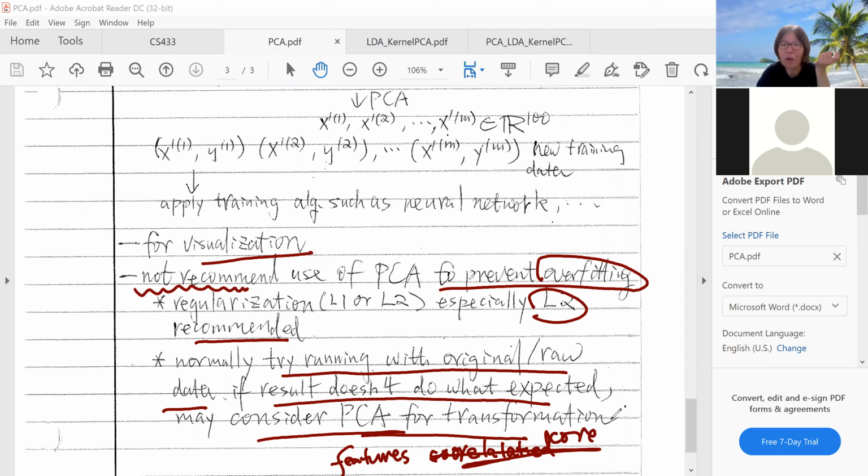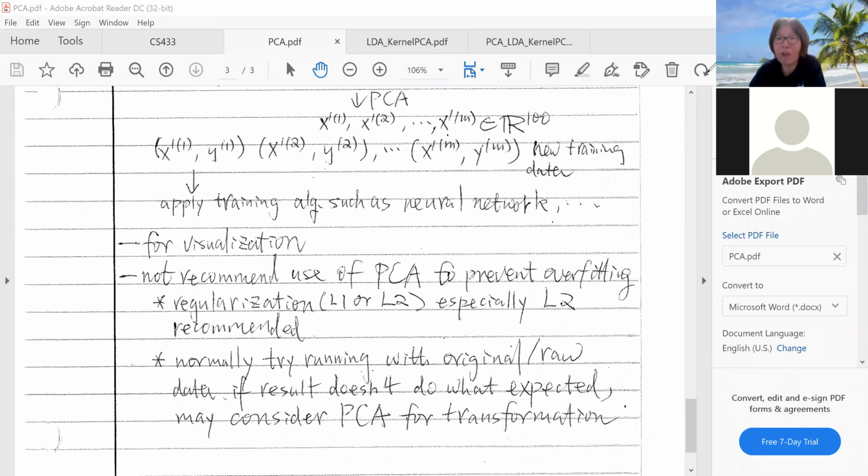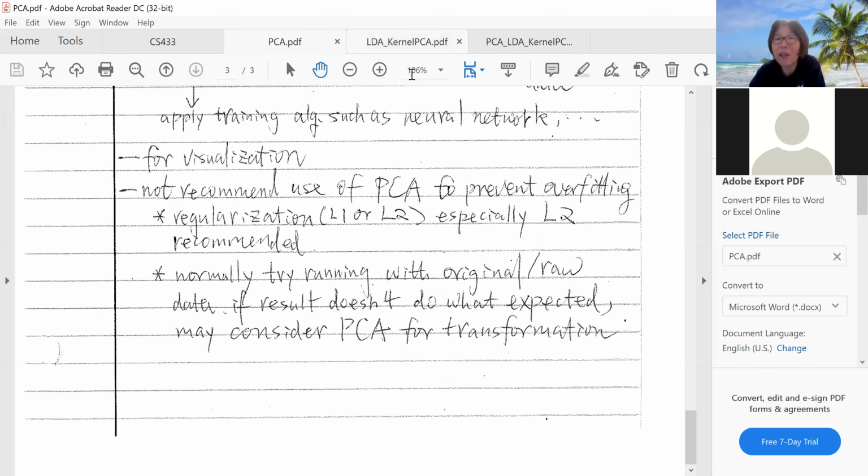Correlated, is it? And if you do PCA, then it's uncorrelated. Is it uncorrelated? So sometimes then it helps. Okay, so this is the theoretical background for PCA.